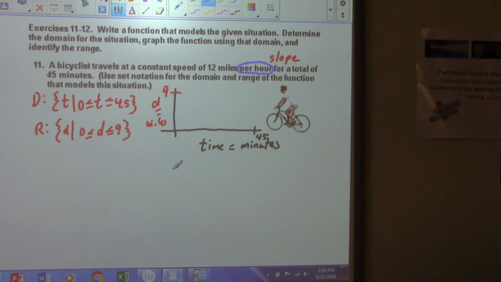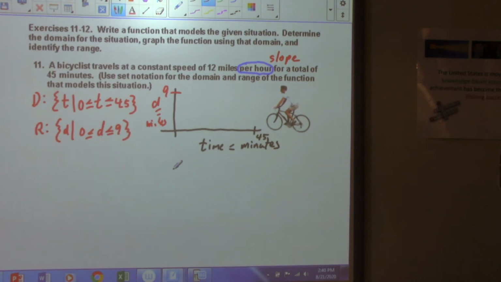You can do it the other way. The other way would be to change that 12 miles per hour into 12 miles per minute. Miles per minute, right? And since we already have the graph like that, you want to just change that to miles per minute and use that? Okay, let's do that.